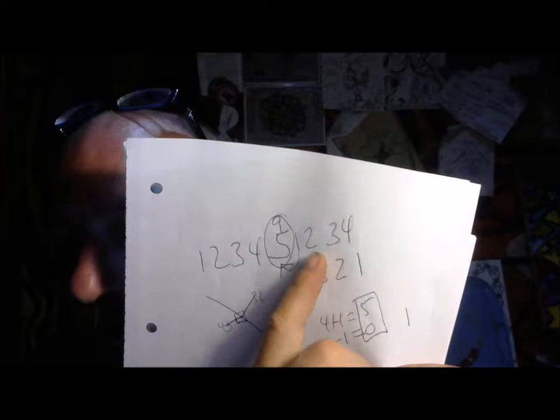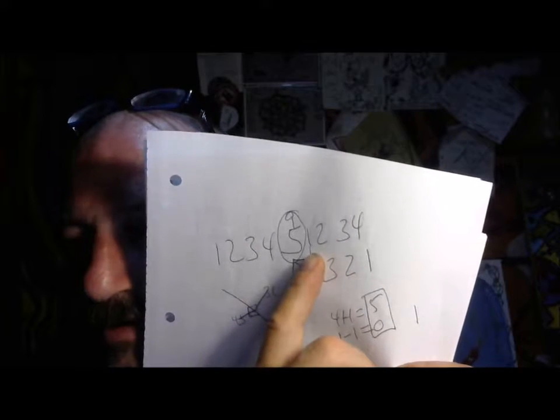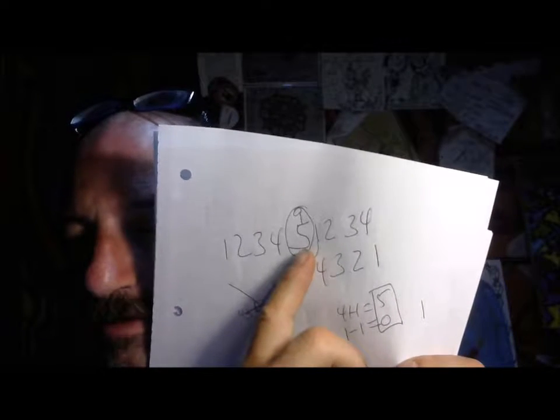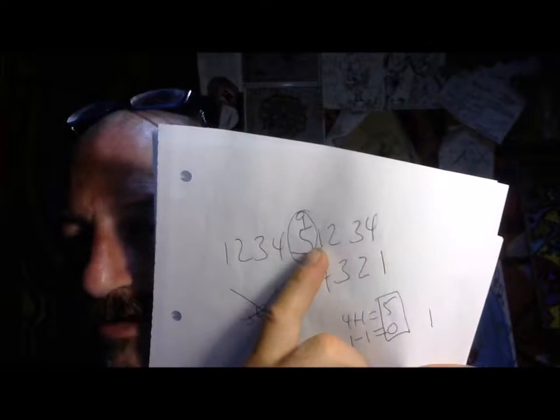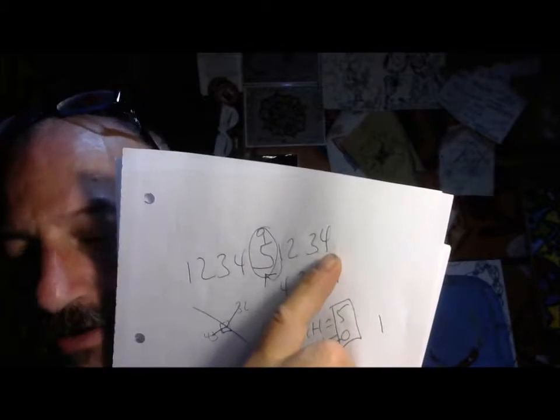But what is 4 minus 1 equals 3? 3 minus 1 equals 2. 2 minus 1 equals 1. 1 minus 1 equals 0. 5 and 0 are the same area. So we go 1, 2, 3, 4, 5, 6, 7, 8, 9. And then the area over here becomes 10.